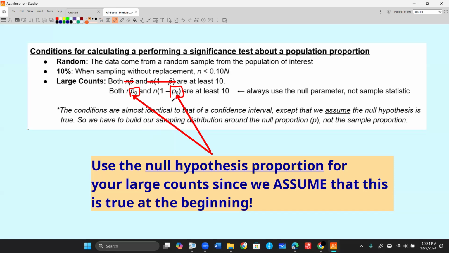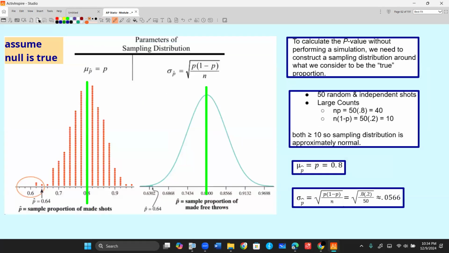So we always use p or p sub 0 if you want to look at that. But it's still going to be the same large counts as at least 10. We don't want to sample more than 10% of our population, and our sample should be random. So let's go back to this free throw shot. When we're calculating our p-value, remember, informally we calculated 3 out of 400, and we got a pretty small p-value.